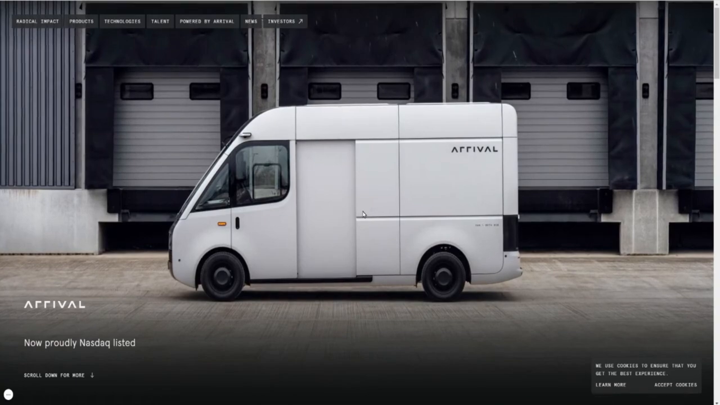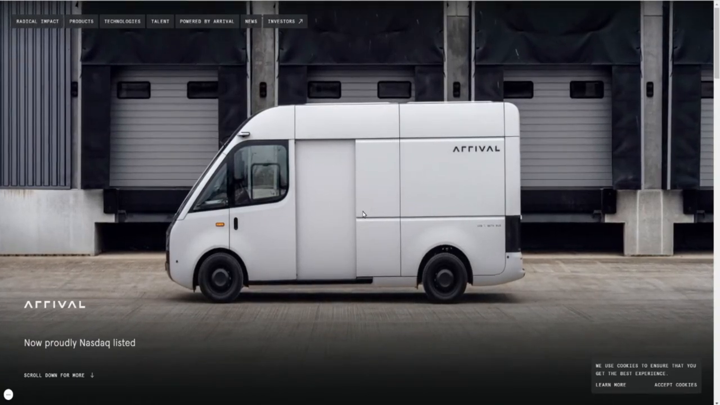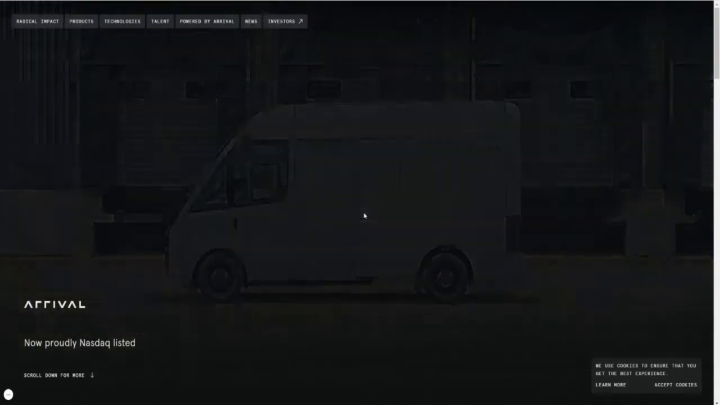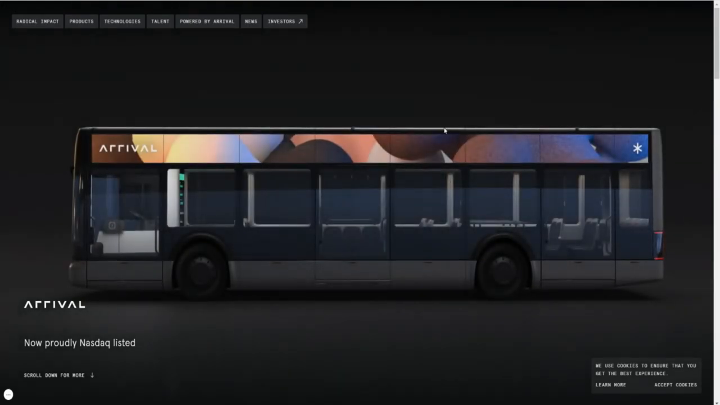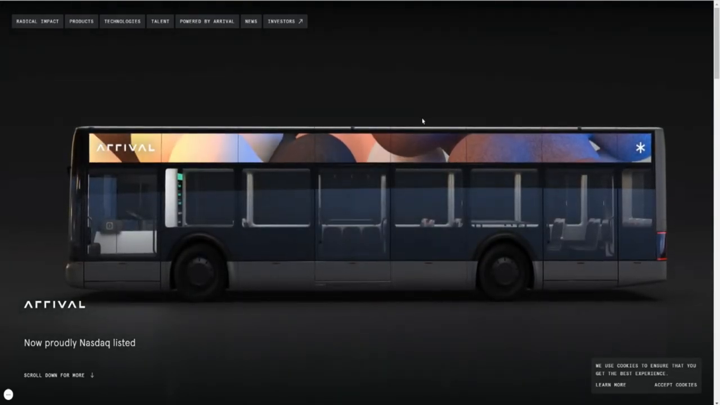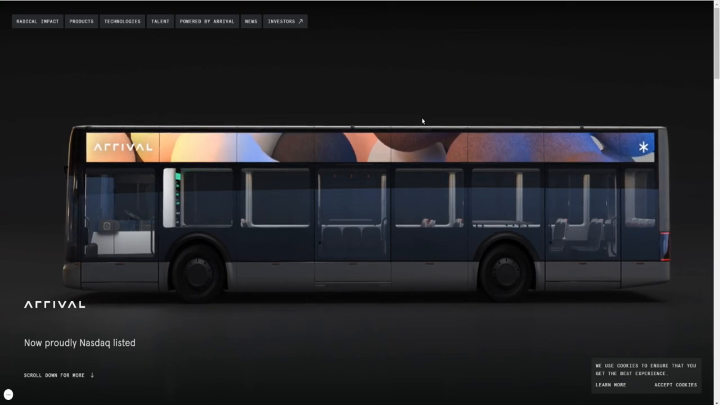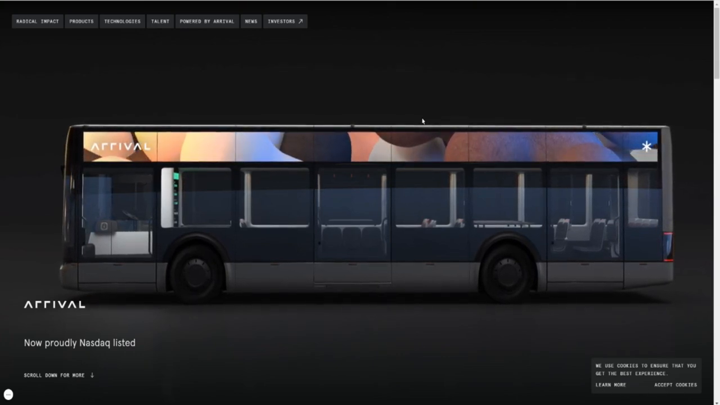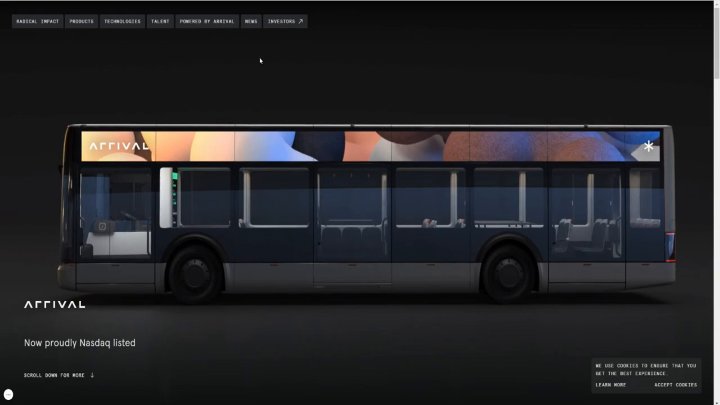They have a contract signed with UPS to deliver 1,000 delivery vans. So I really like them. They are a UK-based company, but they're building facilities for manufacturing here in the United States, in North and South Carolina. So I really like them.